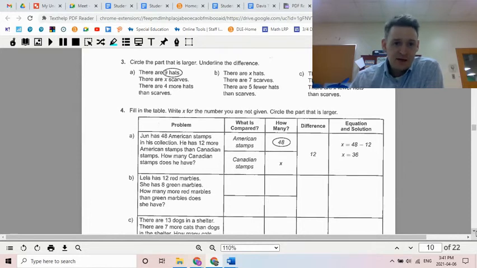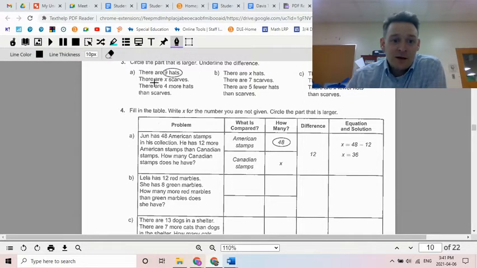Here it says circle the part that is larger, underline the difference. So in the first one, it says there are 9 hats. There are X amount of scarves. And there are 4 more hats than scarves. Well, they circled the largest part, and here's the difference. There are 4 more hats than scarves. That's all it wants us to do.